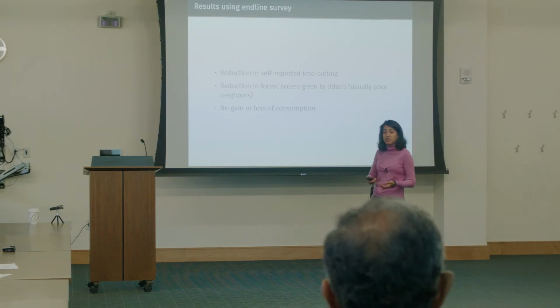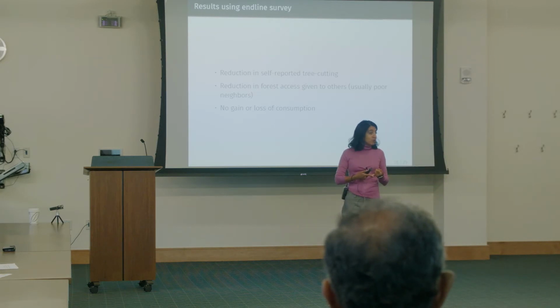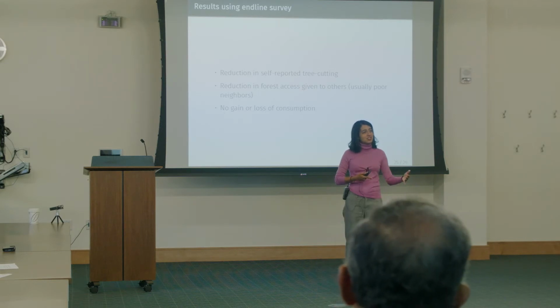Okay, so with the endline survey, we can see people reduced tree cutting in self-reports. If I'd shown you just that, you probably wouldn't have found it very convincing, but it's nice that it corroborates what we see in the satellite data. Interestingly, they reduced their forest access to their poor neighbors.